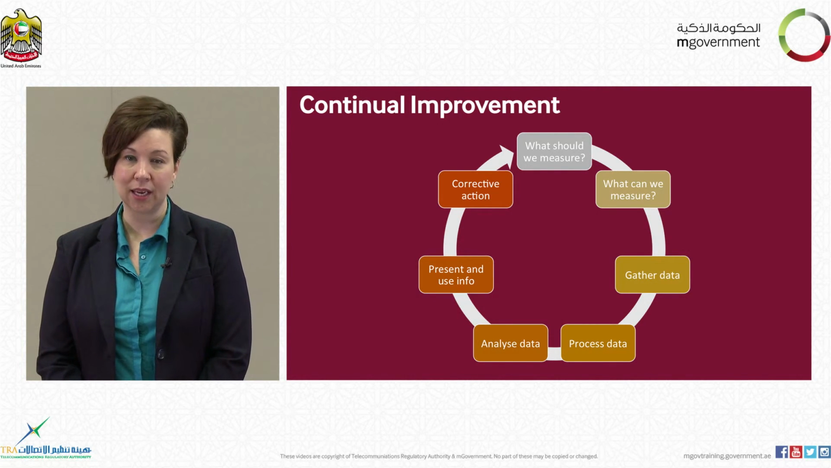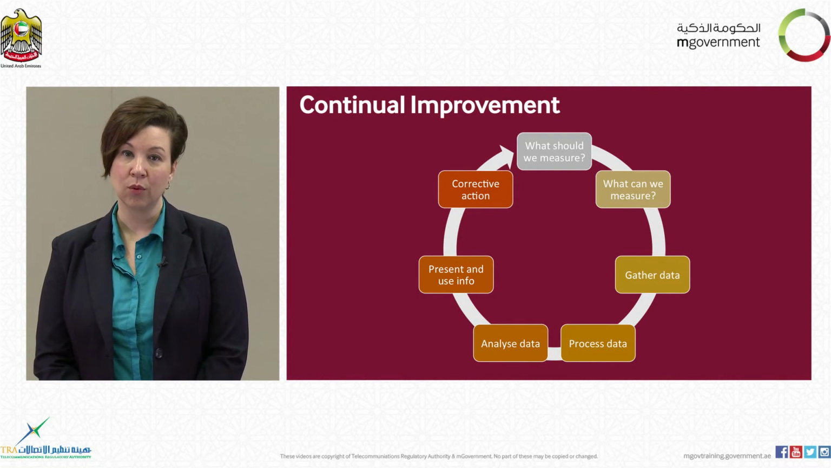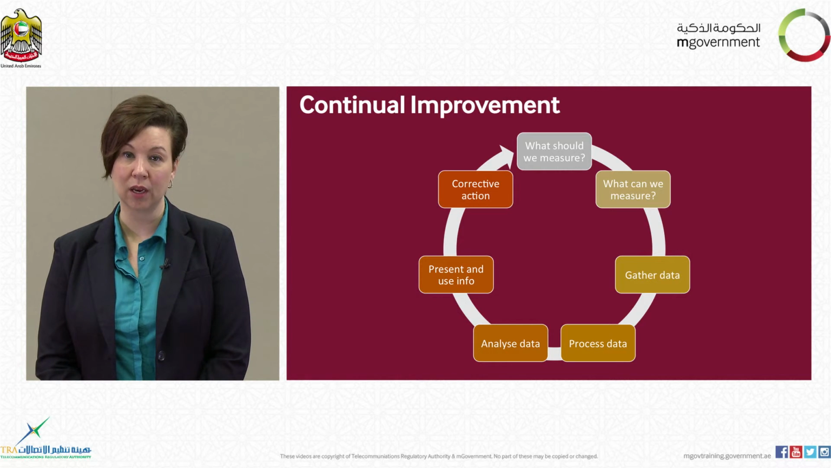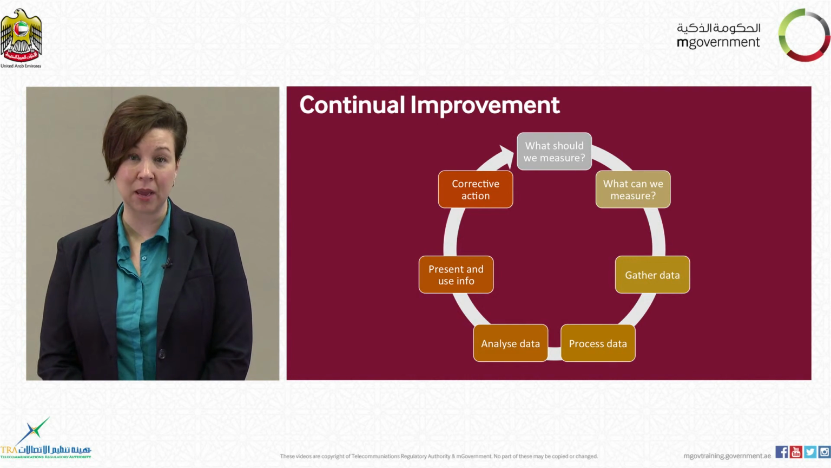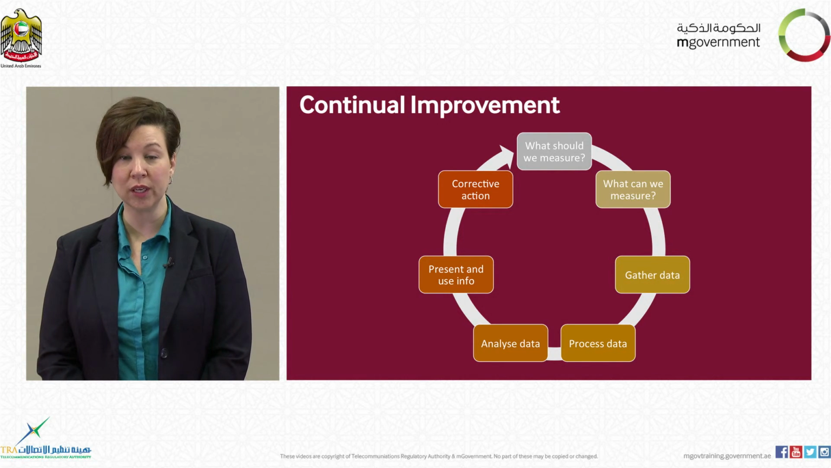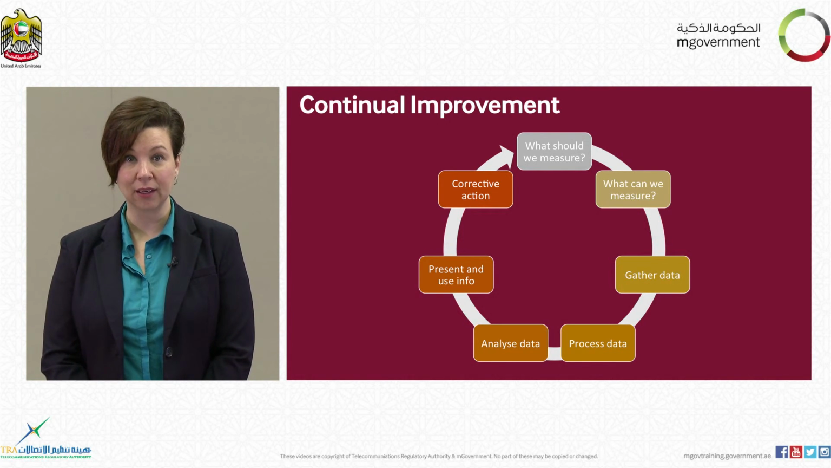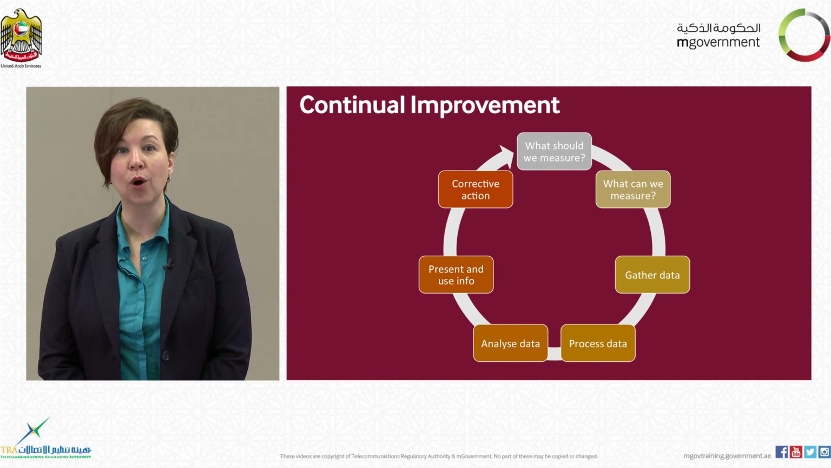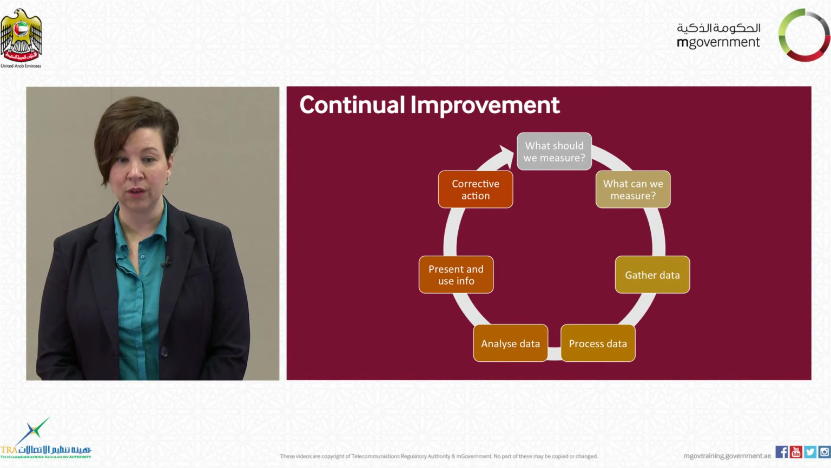Once we analyze the data and have the information we need, we'll present and use that information in order to determine if we need a corrective action. We generally present this information to higher management or the main decision makers within our organization. We then move to decide if we need a corrective action. If we do need corrective action, we create that, we implement that, and then we go back to the beginning of our cycle. The continual improvement happens during all phases, all the time of our operation.